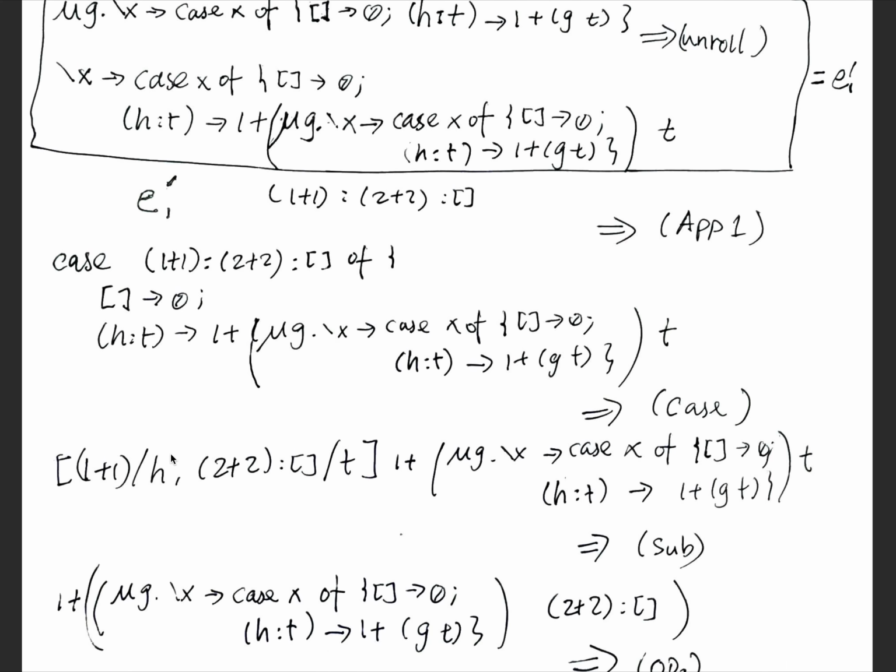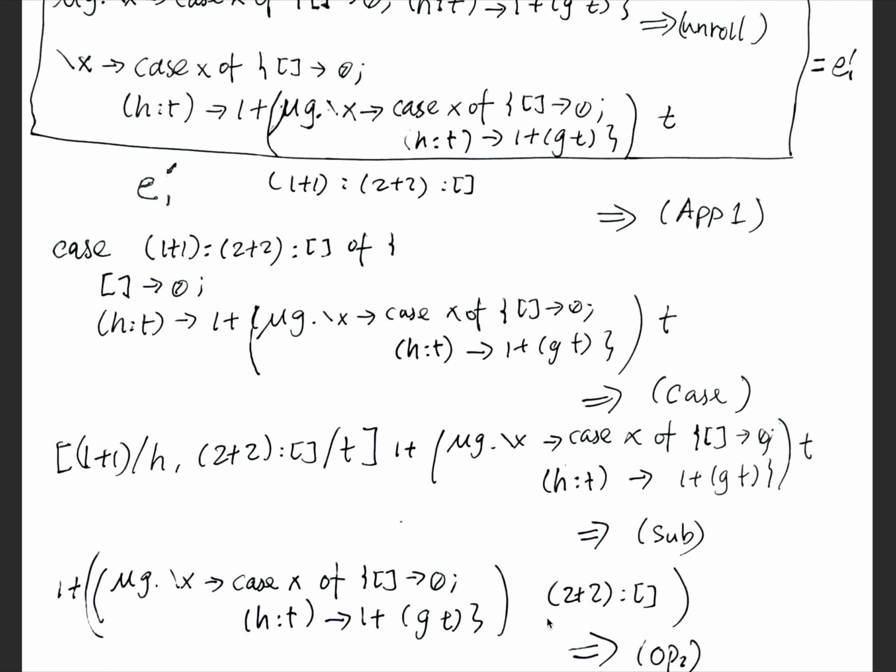We create a substitution that replaces all the pattern variables, in this case h by the head of the list, which is 1 plus 1, and t by the tail of the list, which is 2 plus 2 cons empty list. This substitution will be applied to the right hand side of the pattern clause, which is 1 plus this μg whole thing applied to t. Notice that the only t that is substitutable is this one, but not the inner one, because this inner one is not free; it is bound by this pattern clause. So we want to replace this one, and therefore we have this expression.